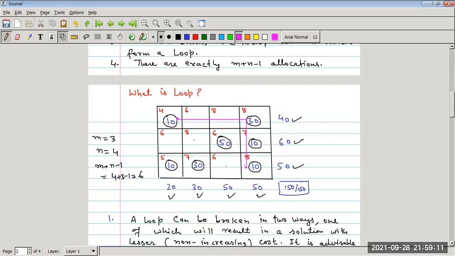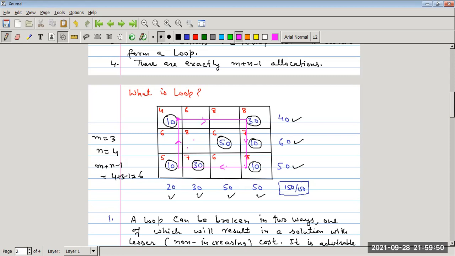We have to go from one station, one allocation point to another allocation point, horizontally or vertically. So we move from this to this horizontally, then we move to this vertically. Now we come to this point horizontally, and then again to this point vertically. Now what do we observe? If we start from one point, move horizontally and vertically, and come back to the same point, it becomes a loop. So we get a loop.